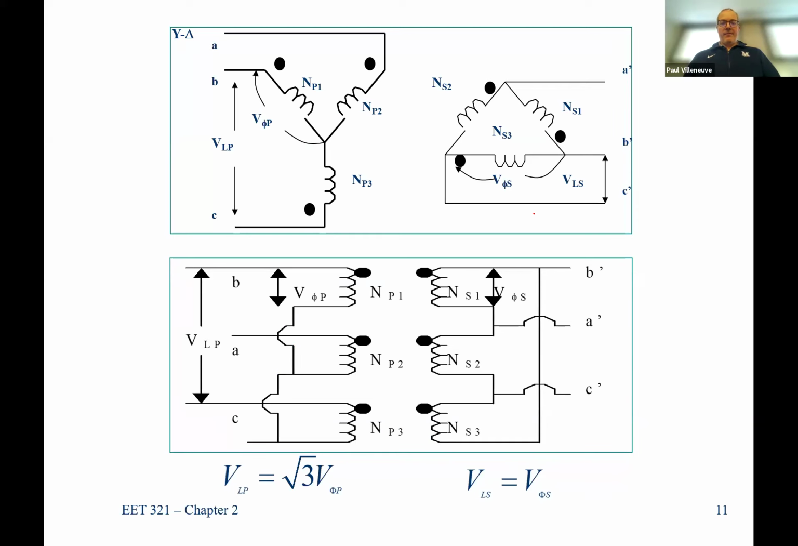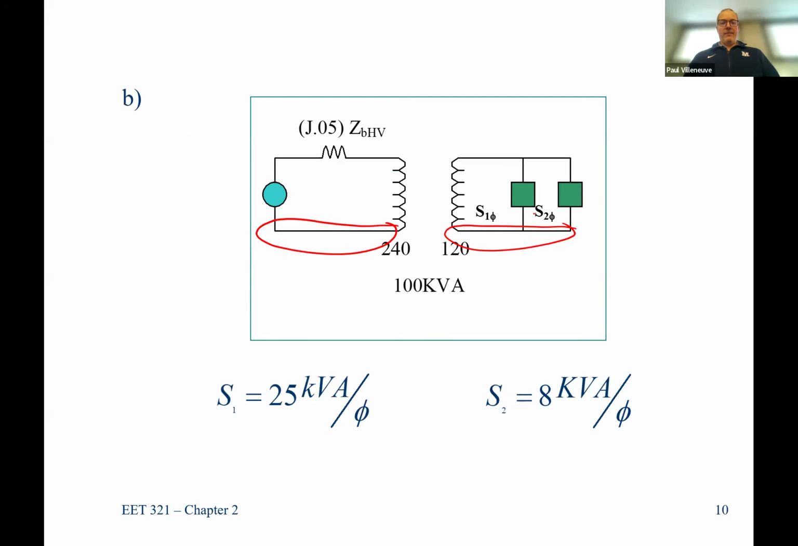And then what does the flash angle mean? This is per phase, 25 kVA per phase. So if you want to do single phase equivalent calculations, you need to make sure that these are single phase quantities.